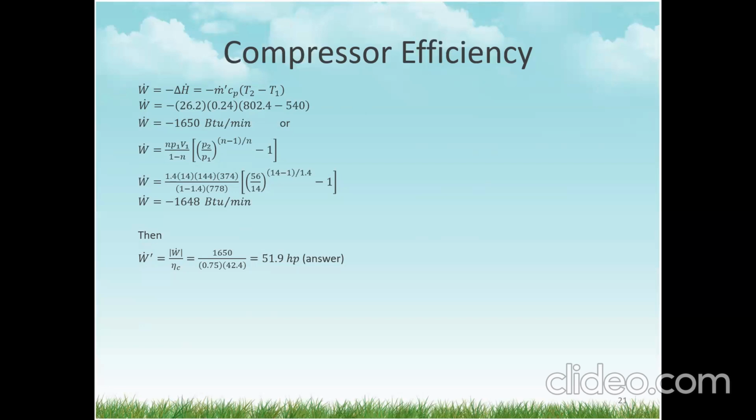Okay. So, the work is equal to N, P sub 1, V sub 1 over 1 minus N. Another equation, times P2 over P1 to the N minus 1 over N minus 1 is 1.4 times 14 times 144 times 374 over 1 minus 1.4 divided by 778 foot-pounds per BTU. Okay. So, 56 over 14 to the 1.4 minus 1 over 1.4. So, this is now negative 1648 BTU per minute.